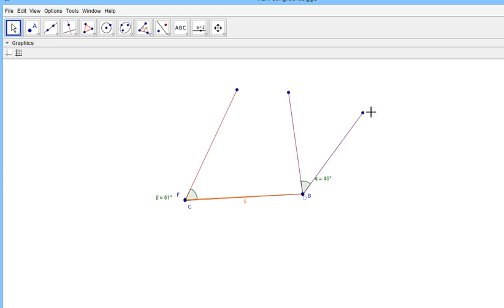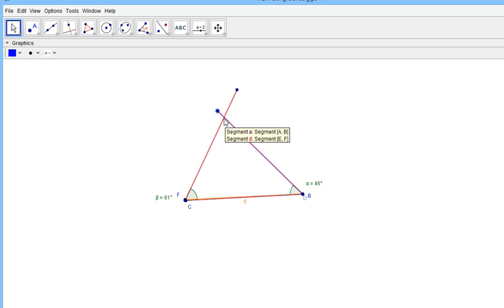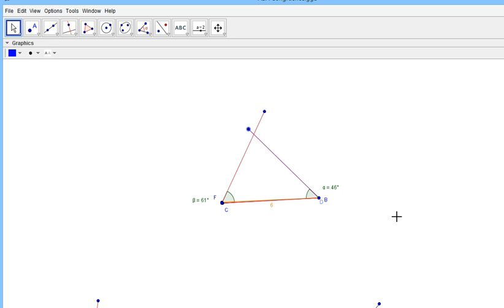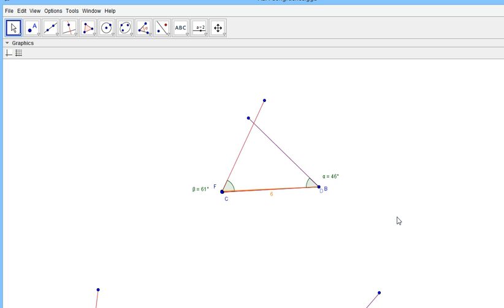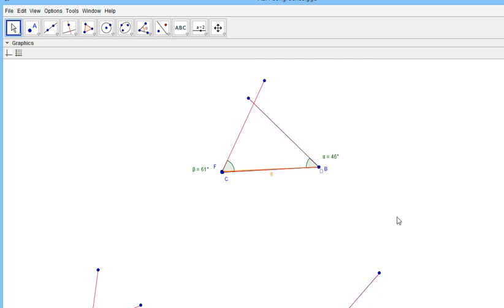And now I've got a 46 degree angle, and I've got a 61 degree angle, and this is the triangle that I make. Now I can't move these points, but you can see I've got a triangle there that I've made. Now the question is, can I make a second triangle that has two different angles that have the same measure, and one side that has the same measure?